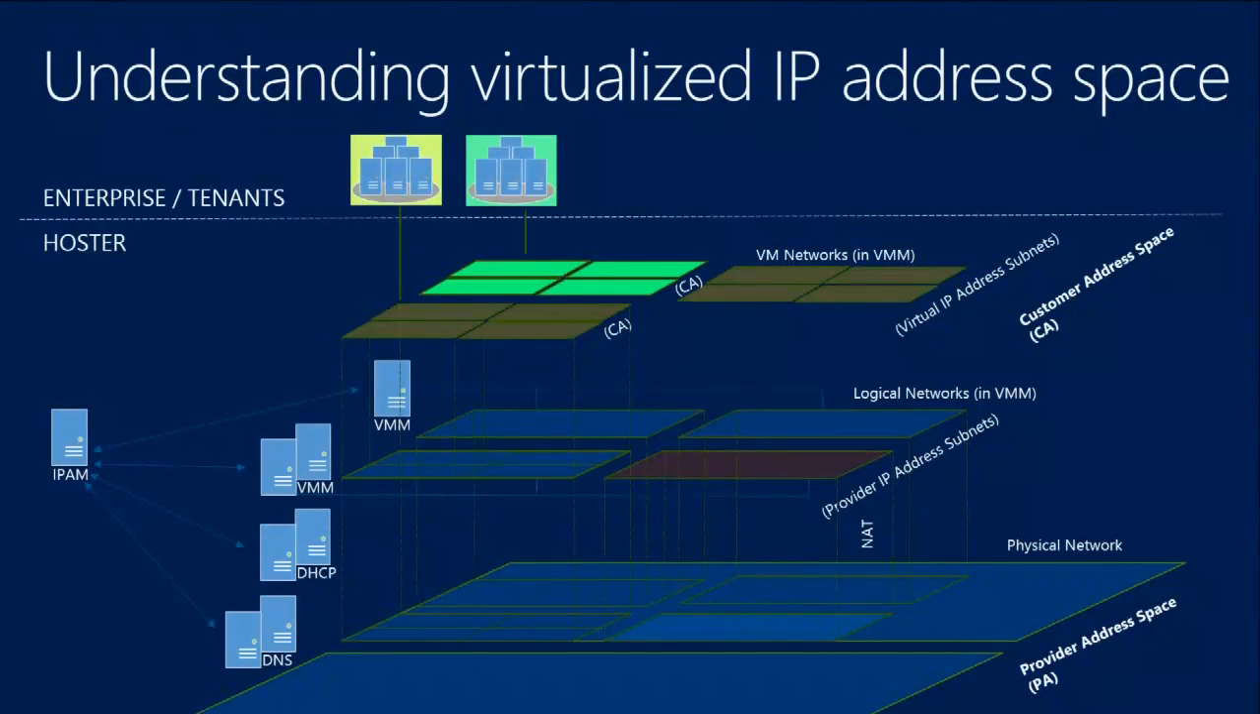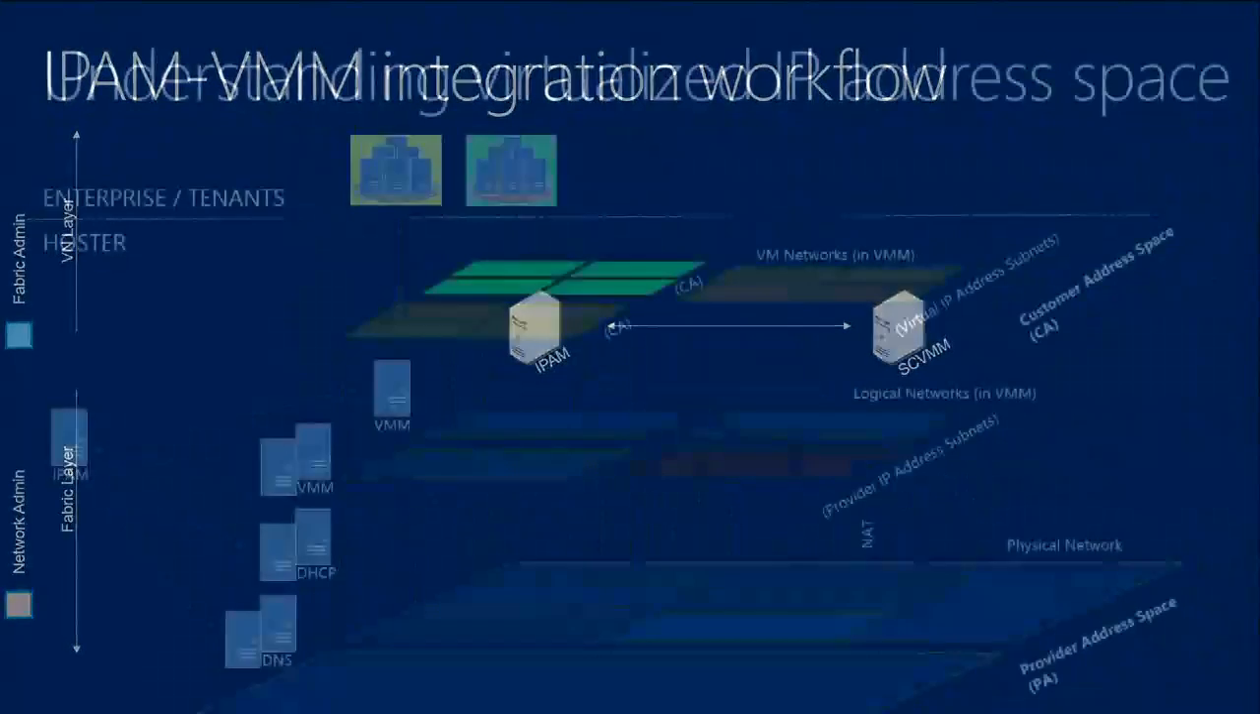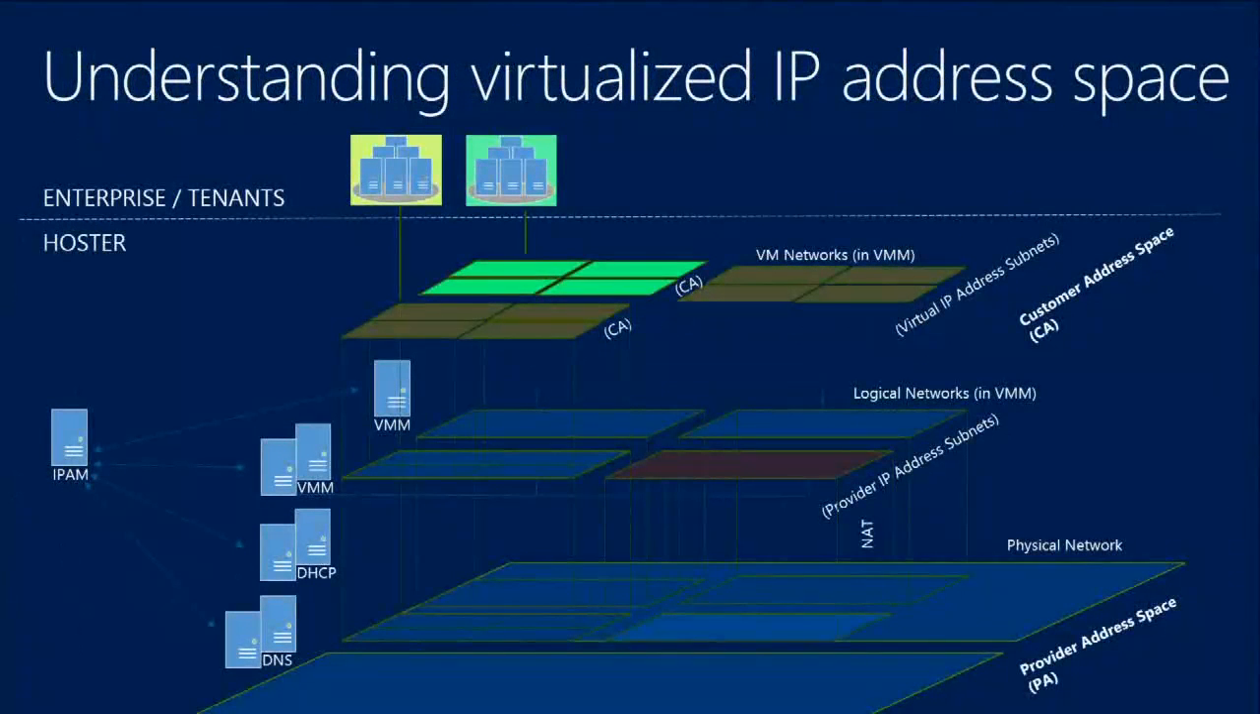Now, I'll bring in some SCVMM terminology so that we understand how this integration with SCVMM works. A certain portion of this provider IP address space is carved out for your private cloud or cloud deployment, and that is what SCVMM refers to as logical networks. So portions of your physical IP address space are used to create these logical networks in SCVMM.